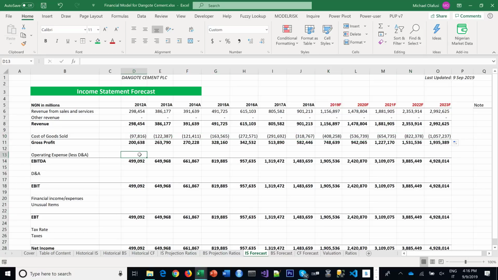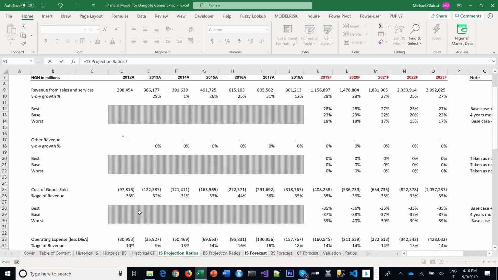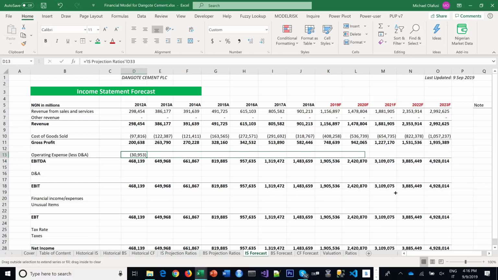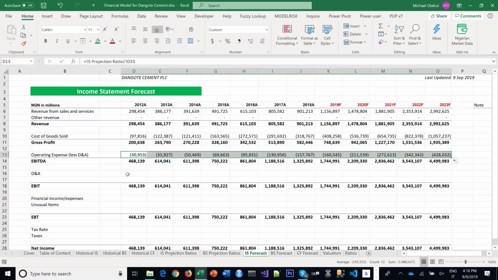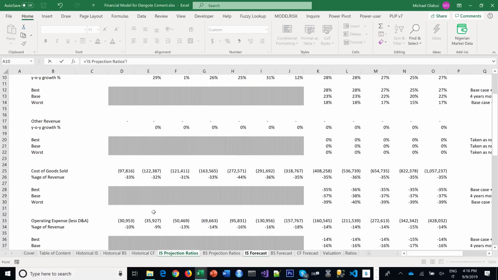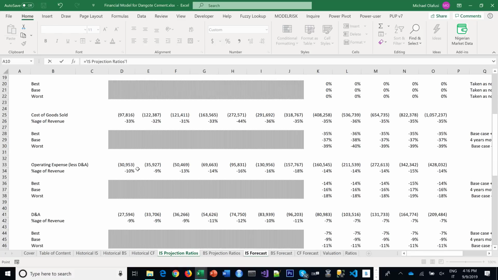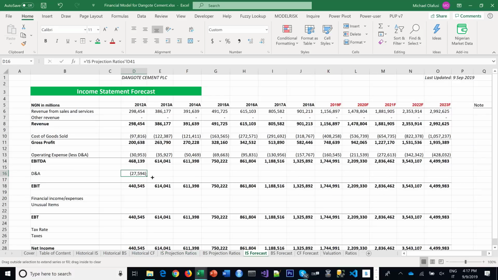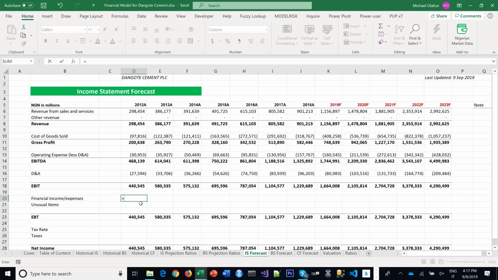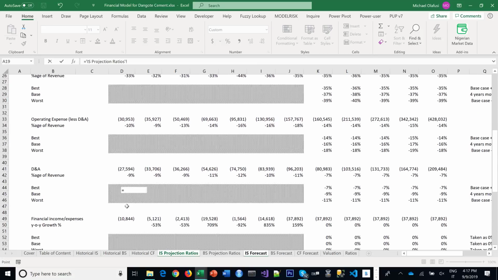For operating expenses, I come here to where we have done it. Yeah, this is it. I pick, I drag all the way down. For the D&A, I again come here. I pick, where is the D&A? This is it. I drag all the way down. For the financial income/expenses, again come here and pick.